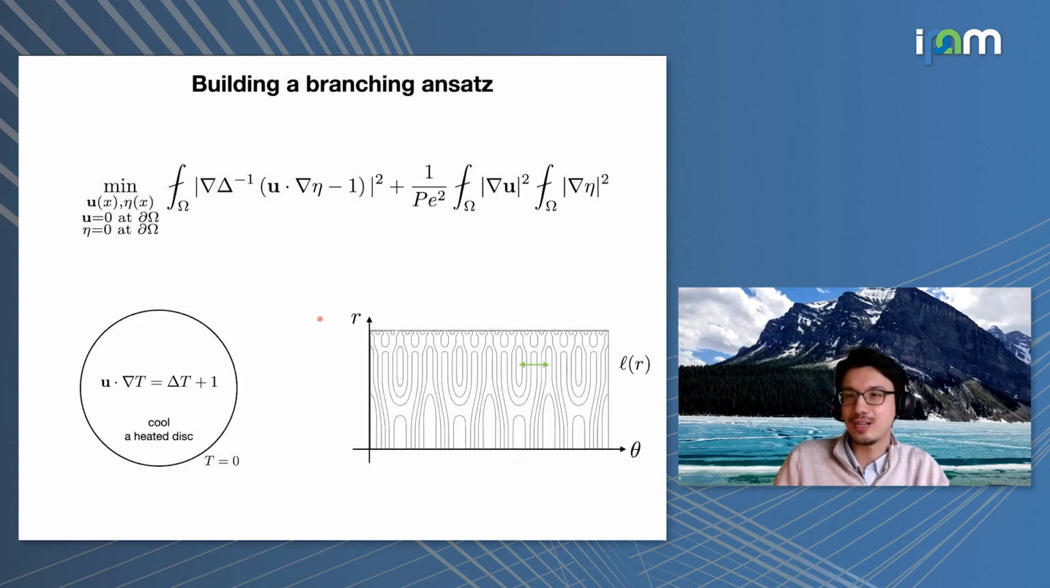We should try to do something that's multi-scale. At lowest order, I want to be satisfying u dot grad eta. Eta is like a proxy for the temperature field. I want to be satisfying u dot grad eta is exactly equal to 1.